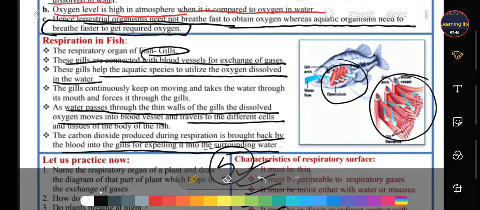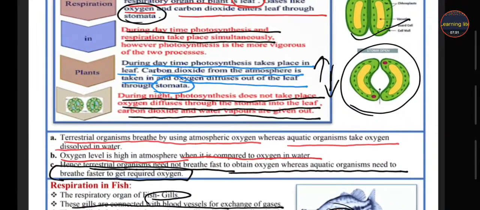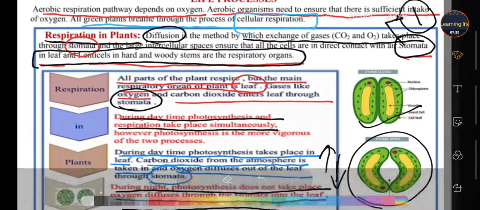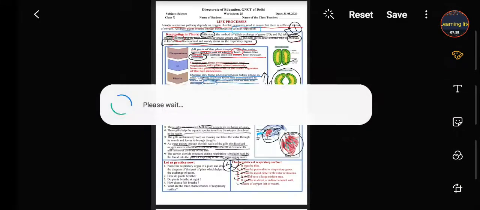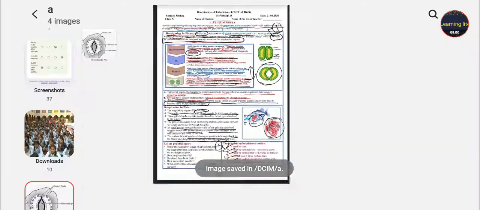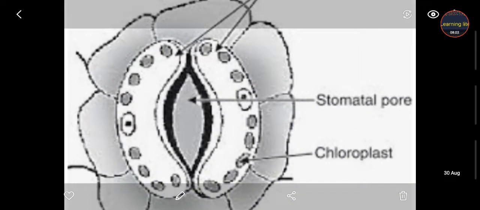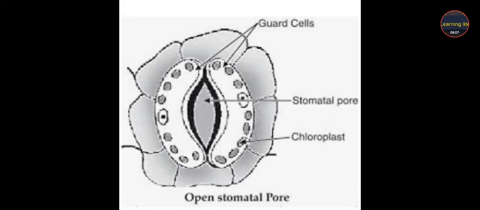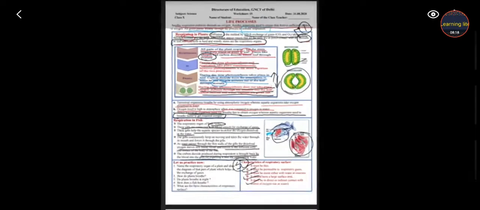The second part is draw the diagram of the part of the plant which helps in the exchange of gases. That is the stomata, and the diagram is given here to you. You have to draw that diagram, students. This is your diagram of stomata. You have to draw that diagram. Okay, this is our stomatal pore. These green cells are chloroplasts, and these are guard cells which protect the stomata from any injury. Okay students, let's move back to our worksheet.